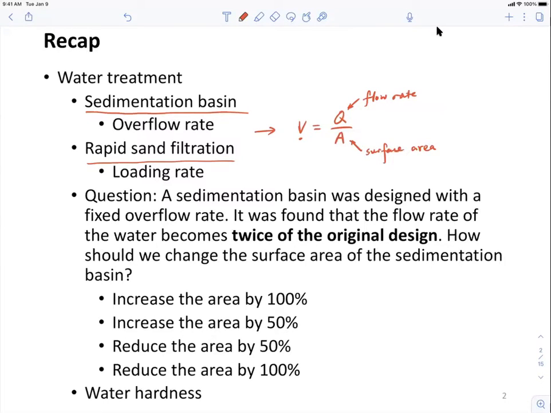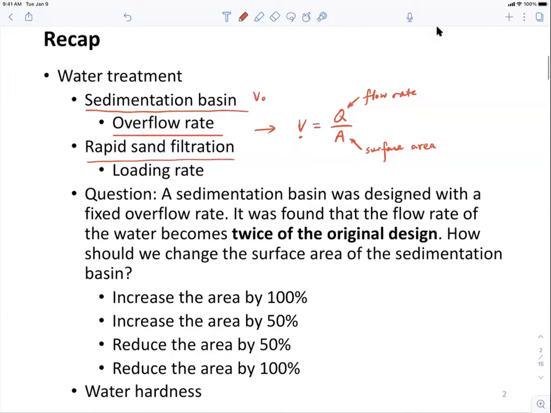For example, for the overflow rate, I think this is defined as V0, right? So this overflow rate is basically the critical settling velocity of the particles, right? So that's normally designated by the water treatment facility, right? And then based on the flow rate, you can design what is the area of the sedimentation basin.